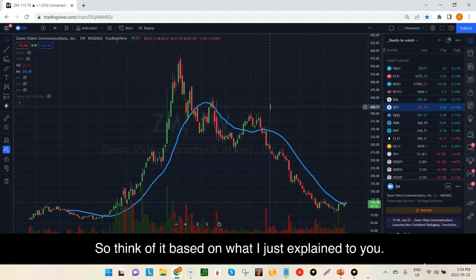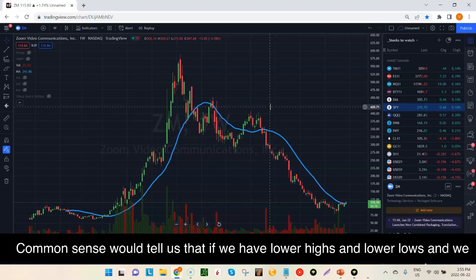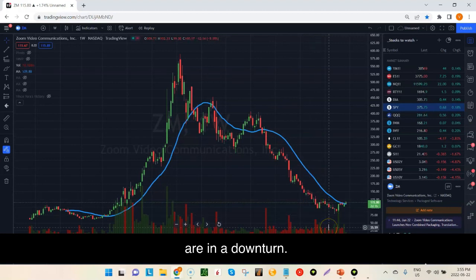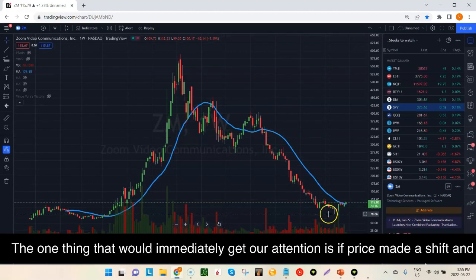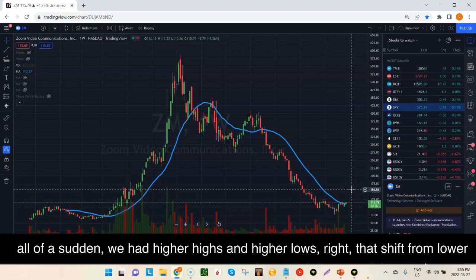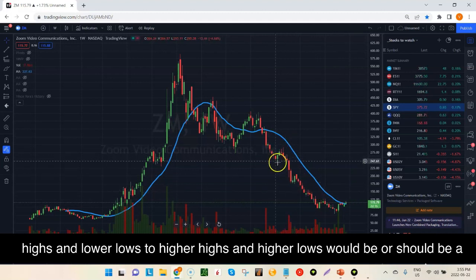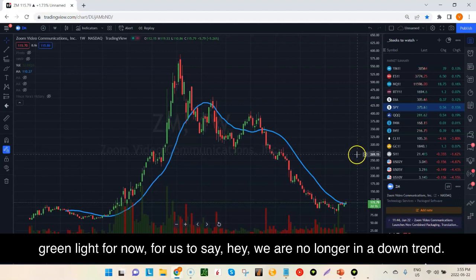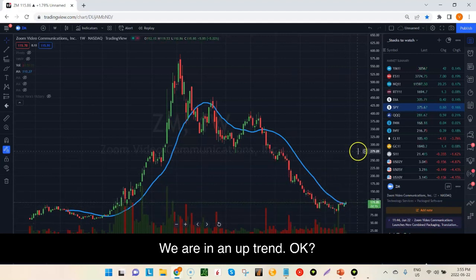So think of it. Based on what I just explained to you, common sense would tell us that if we have lower highs and lower lows and we are in a downtrend, the one thing that would immediately get our attention is if price made a shift and all of a sudden we had higher highs and higher lows, right? That shift from lower highs and lower lows to higher highs and higher lows should be a green light for us to say, hey, we are no longer in a downtrend. We are in an uptrend.